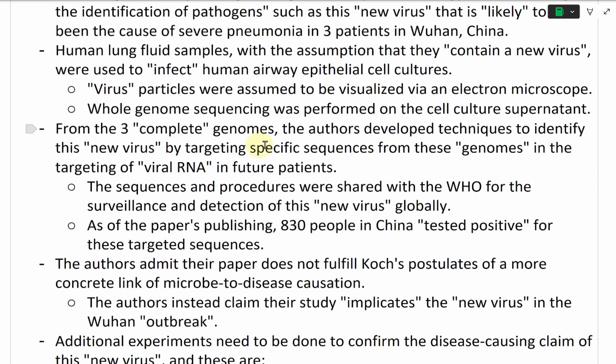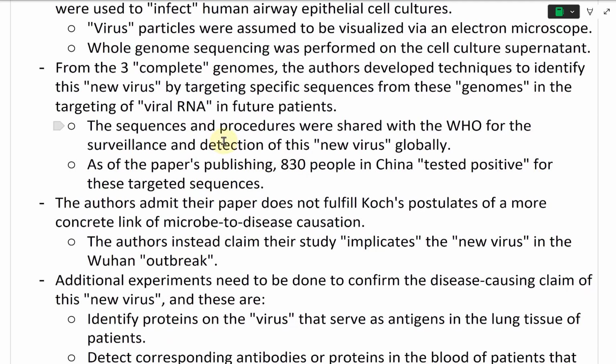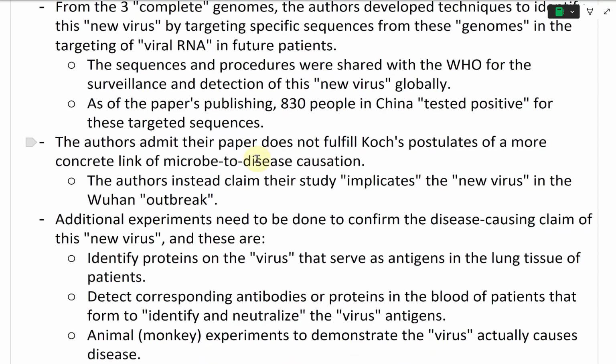From the 3, quote, complete genomes, the authors developed techniques to identify this, quote, new virus by targeting specific sequences from these genomes in the targeting of, quote, viral RNA in future patients. The sequencing and procedures were shared with the World Health Organization, the WHO, for the surveillance and detection of this, quote, new virus globally. As of the paper's publishing, 830 people in China tested positive for these targeted sequences. The authors admit their paper does not follow Koch's postulates of a more concrete link of microbe to disease causation. The authors instead claim their study, quote, implicates the, quote, new virus in the Wuhan, quote, outbreak.